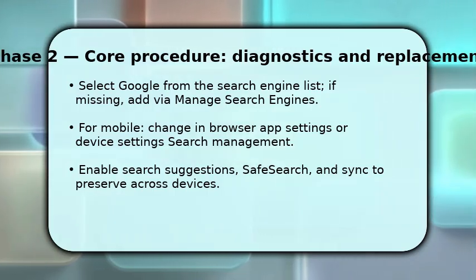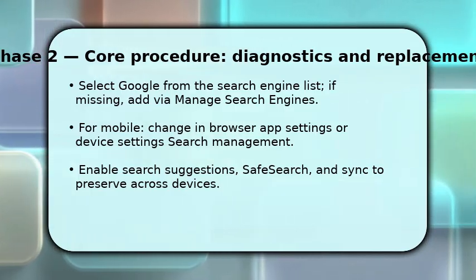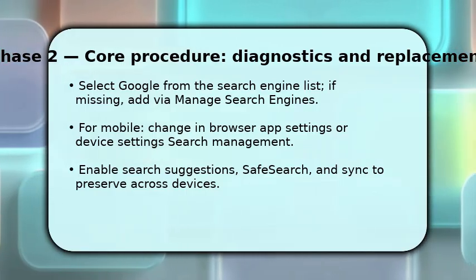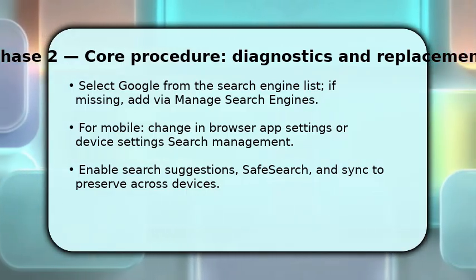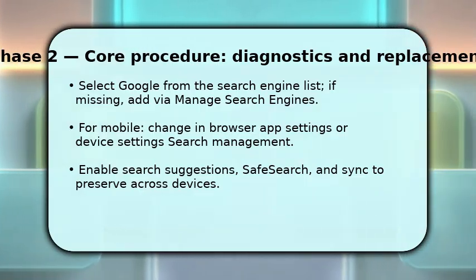On mobile, make the same change inside the browser app or under device search settings, and make sure search suggestions and safe search are configured the way you want. This ensures you finish by testing with 3 different queries to confirm results come from Google and suggestions appear.